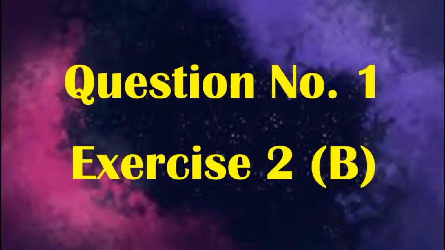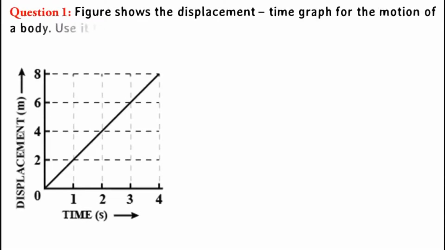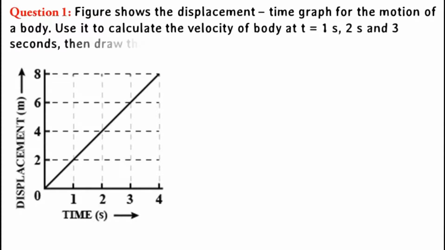Okay, now let us discuss question number 1 of exercise 2b. Please listen. From this question you will understand how to find slope from a graph. Question number 1. Figure shows the displacement time graph for the motion of a body. Use it to calculate the velocity of the body at a time 1 second, 2 seconds and 3 seconds. Then draw the velocity time graph for it. We know from a displacement time graph, to find velocity, we need to find the slope of the graph.